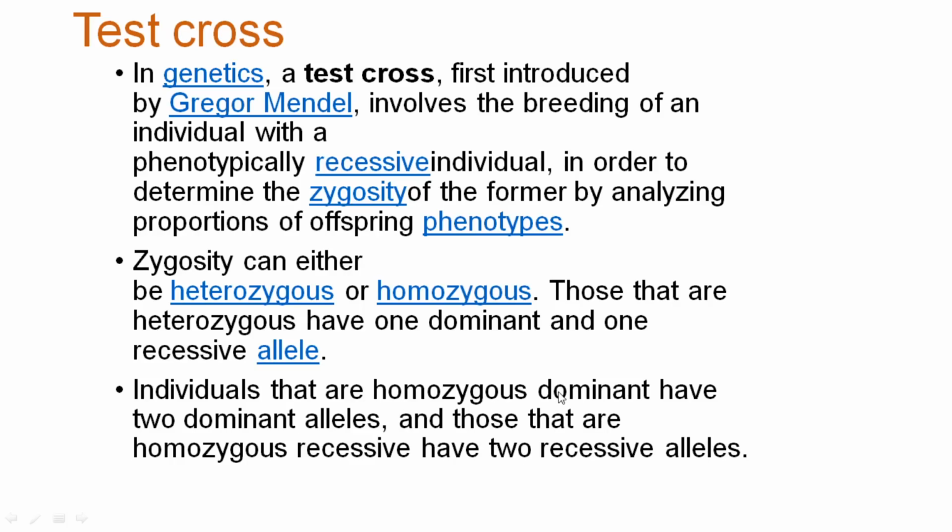Homozygous dominant means both are in the capital form, both are in the same condition, capital T, capital T. And homozygous recessive is also the same: both are the same, and both are in the recessive condition, so they have two recessive alleles.